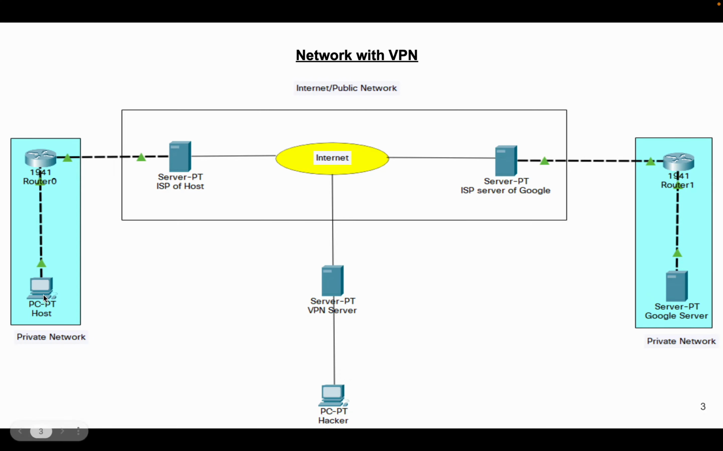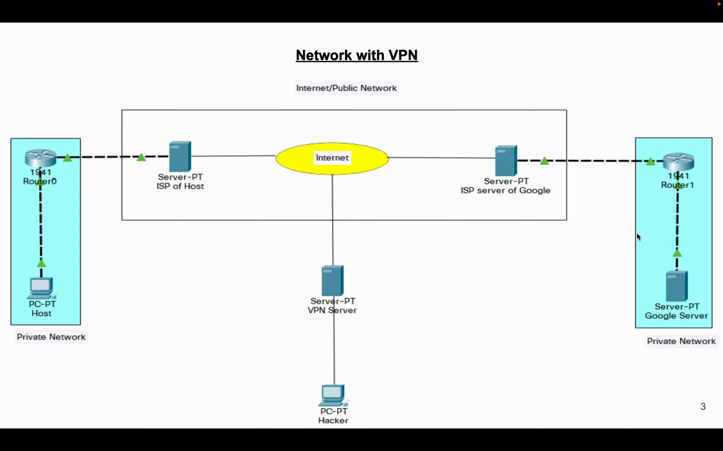First there is a private network between my PC and my router, and my router then will connect me with my ISP server, which means Internet Service Provider, through which I will connect to the internet, and the same process will be done with the Google server. So here I will get some data from Google and then I will access the features of any website or Google server.